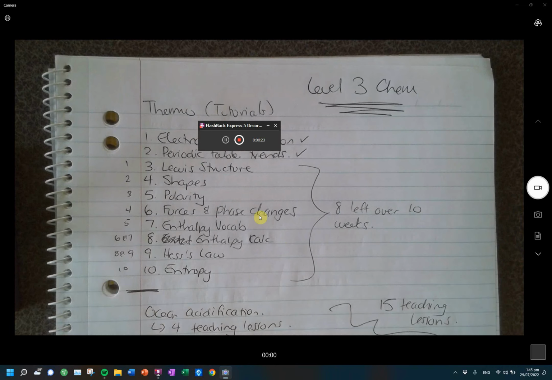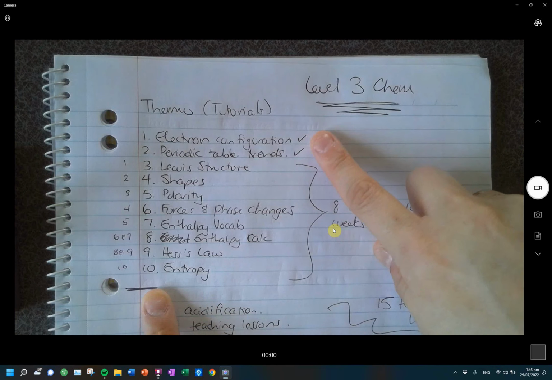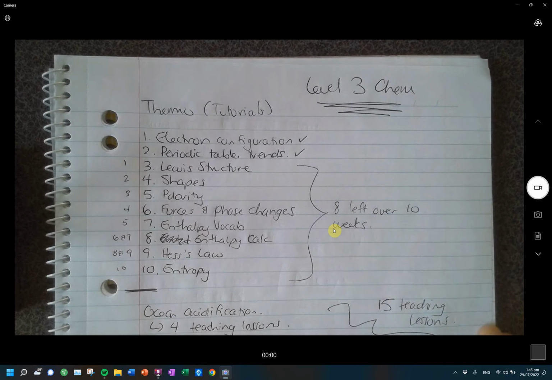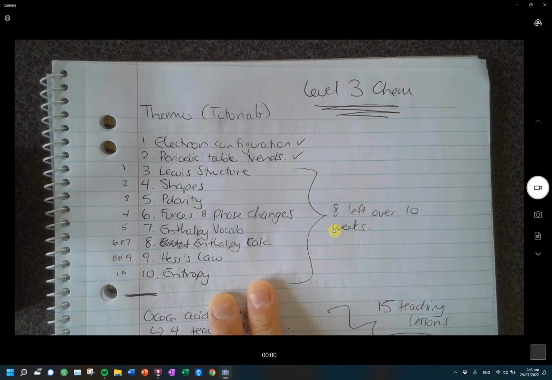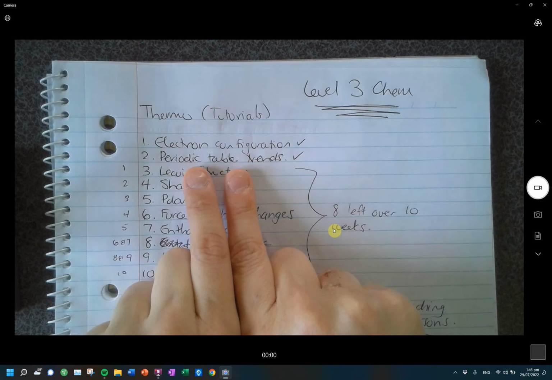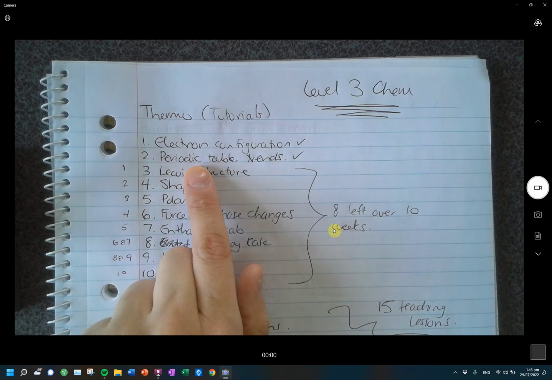So level 3 chem for thermochemistry, I can show you actually. I had planned out about 10 teaching lessons to get you through all the content. We've done the first 2. And this actually gets you a third of the way through the content, if you remember, because that periodic table trends is all one question.